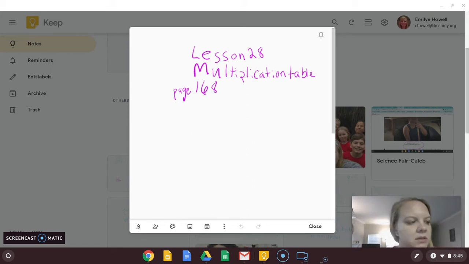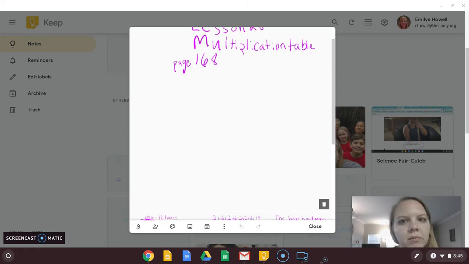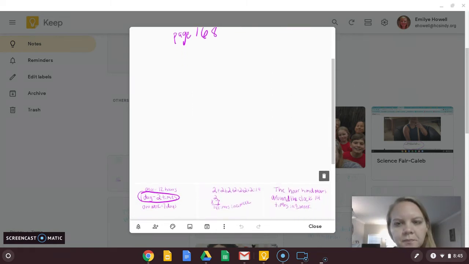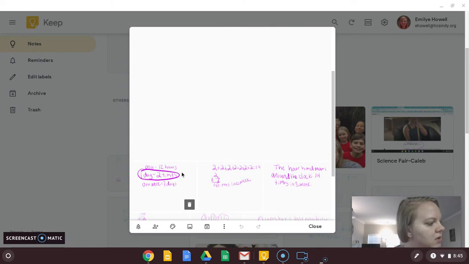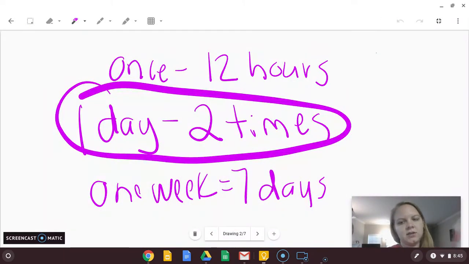So I am going to start on the problem-solving problem that is on page 168. Let me show you. Okay, it's right here, the bottom. Mental math, it's good practice for you to do. You can do that with a parent or a sibling. But we're going to start with this story problem. So I'm going to read it to you.